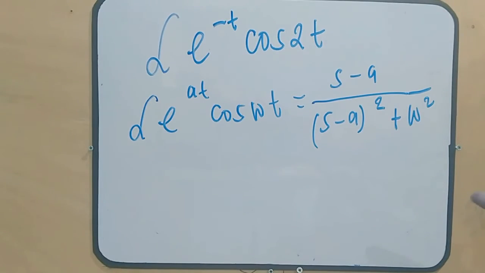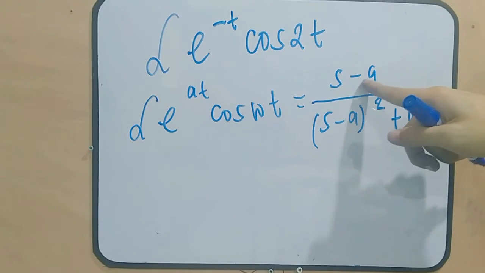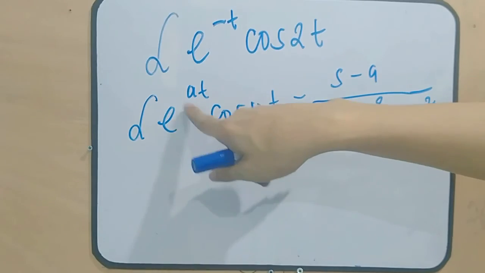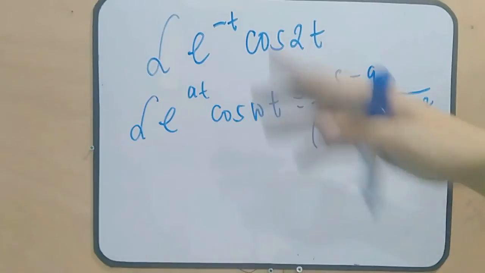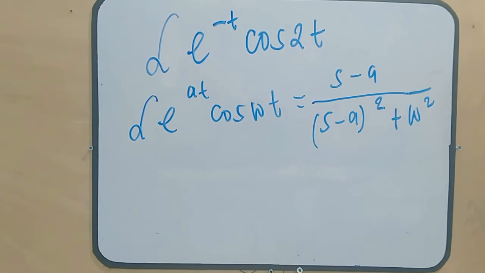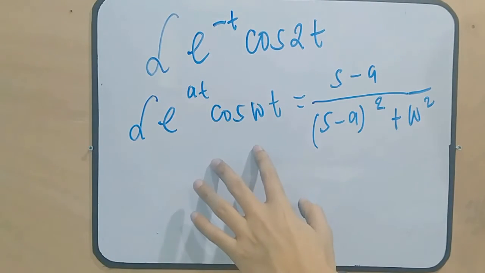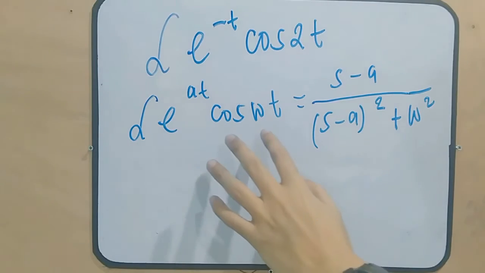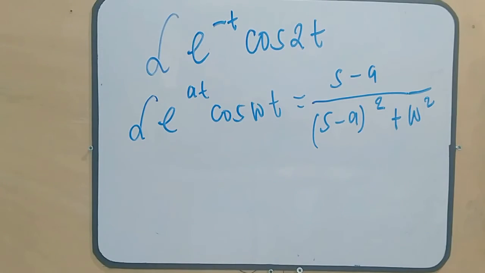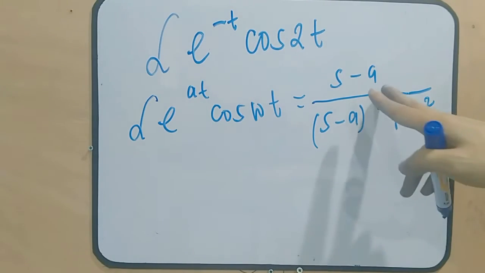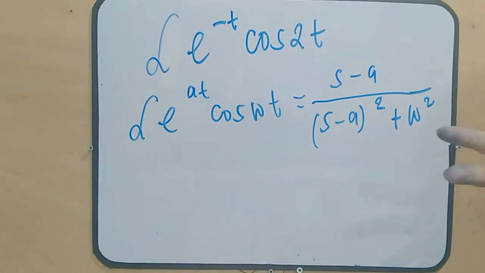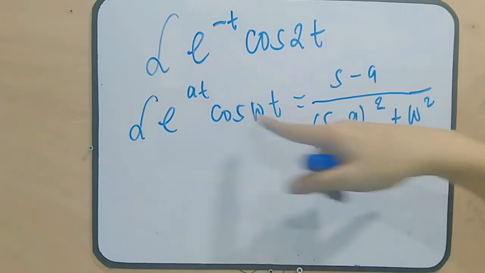The difference from plain cosine, guys, is that on top we have s minus a, where a is the constant coefficient in the exponent of e. So we just make it s minus a. Now, if our expression is sine instead of cosine, we put w on top. That's how it differs for sine: we just change the numerator, and for cosine we keep s minus a.